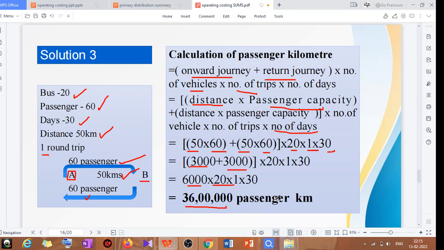In the previous class we have learnt about the calculation of ton kilometers. They will be carrying the goods. Okay, here it is when it comes to bus, then it comes a passenger kilometer. Got it. Here passengers will come.